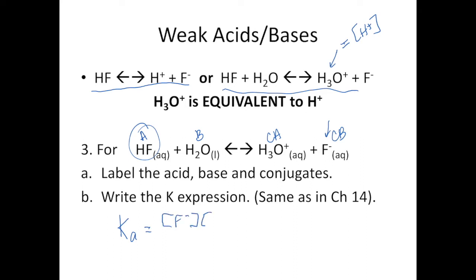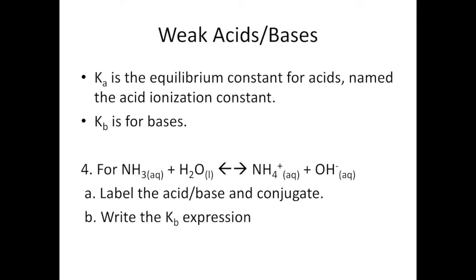All right, so here my Ka is the concentration of F minus times my concentration of H3O plus. I leave out water because it's a liquid and I don't care. So HF goes on the bottom. That's my K expression, my friends. Easy. Okay, just like in the last chapter, Ka is for acid, Kb is for bases. So I want you guys to stop and do this.